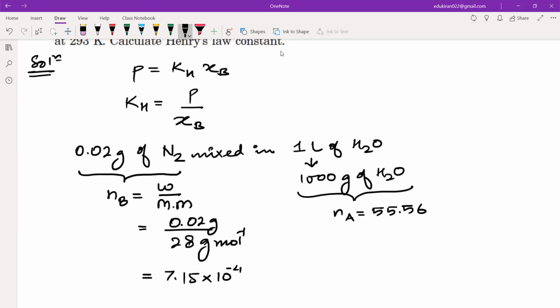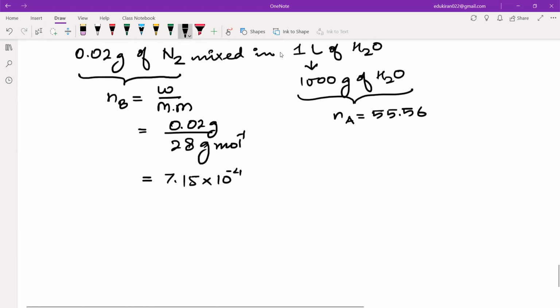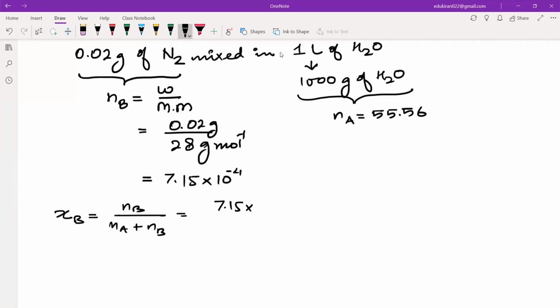Yes. Okay. So now you need to calculate the chi b. Chi b is equal to number of moles of B upon number of moles of A plus number of moles of B. Number of moles of B is 7.15 into 10 to the power -4, divided by, and A is 55.56 plus that. So this will be equal to how much? 0.00715. Okay? Yes or no?